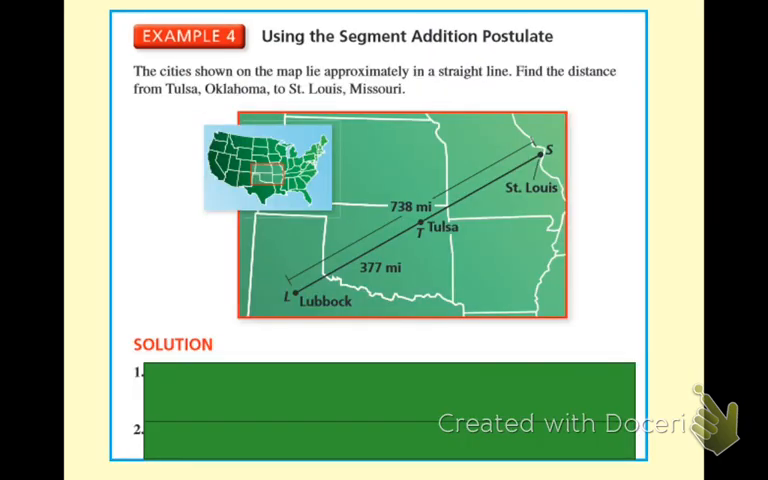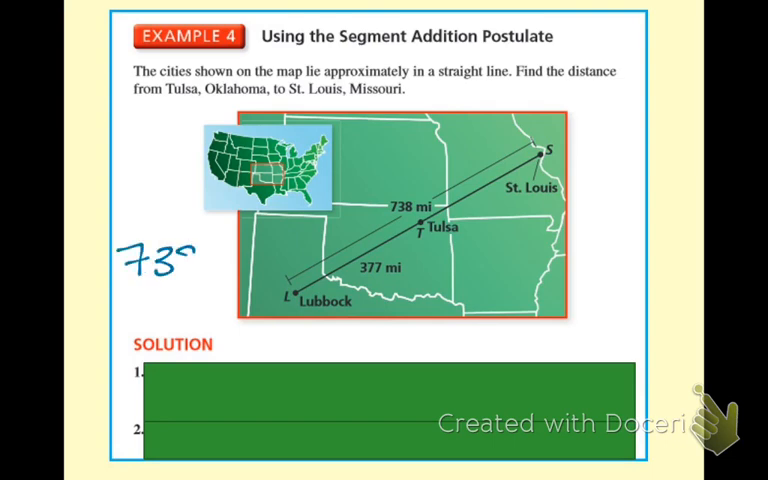We're going to do this last one. It's on the very bottom of that page. The cities shown on the map lie approximately in a straight line. Find the distance from Tulsa, Oklahoma to St. Louis, Missouri. So let's see. How far is it from where we started at Lubbock? Lubbock, and we're going to St. Louis. How far is it from our starting point to our ending point?